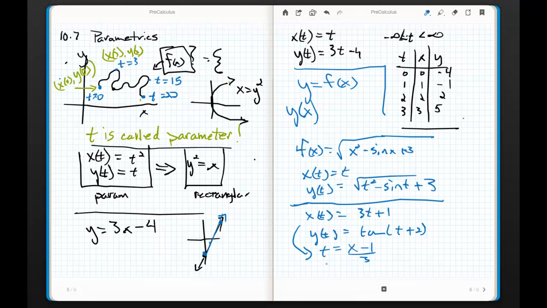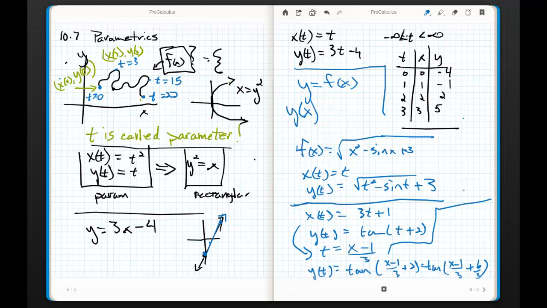Now, doesn't that imply that y of t, because t equals x minus 1 over 3, is x minus 1 thirds plus 2? Not enough information. I need a little more than this. I'm going to call this tangent of x minus 1 over 3 plus 6 over 3. Right? I'm going to need a little room for some algebra here.